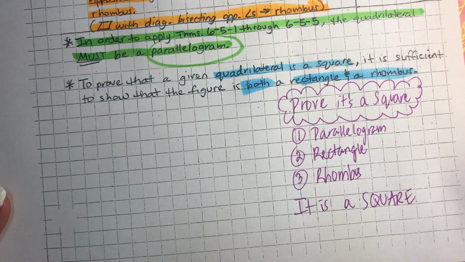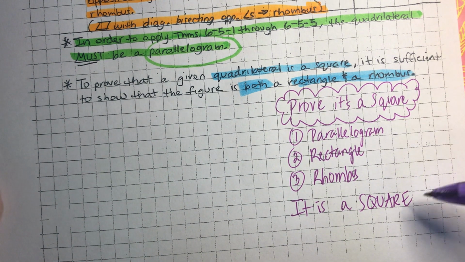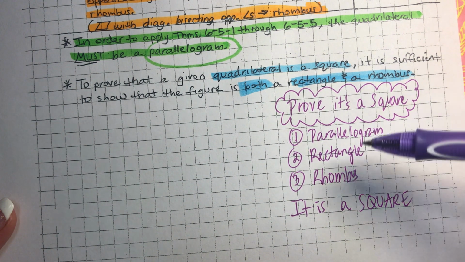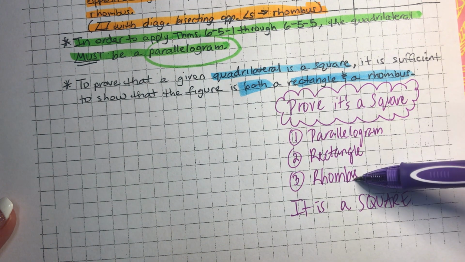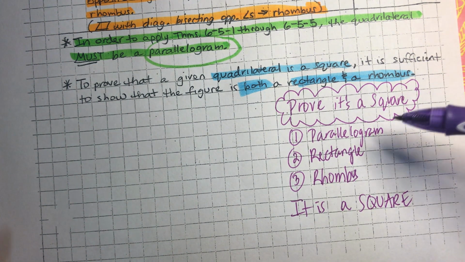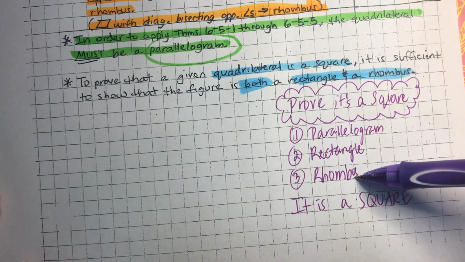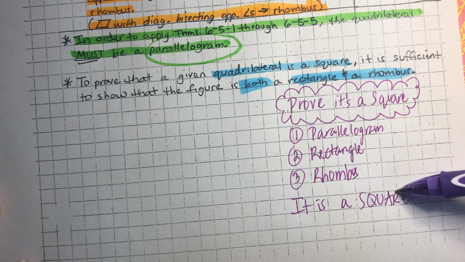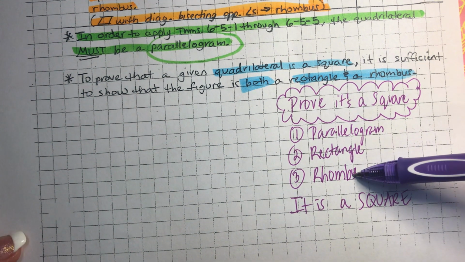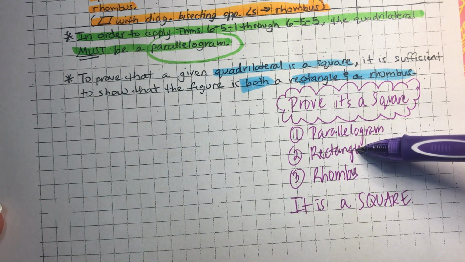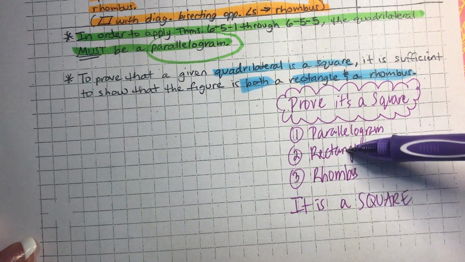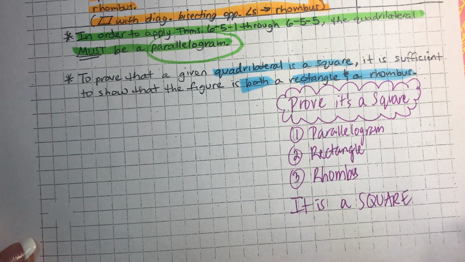So there's no more additional theorems to prove that it's a square. You just have to prove it's a parallelogram, rectangle, and rhombus, and that's a square. And think about it, right? Rhombuses, all the sides are the same. What do we know about a square? All the sides are the same, and all of the angles are 90 degrees, right? So a rhombus, all the sides are the same, and an angle has that 90 degree in each angle, so that's why you know it's a square.